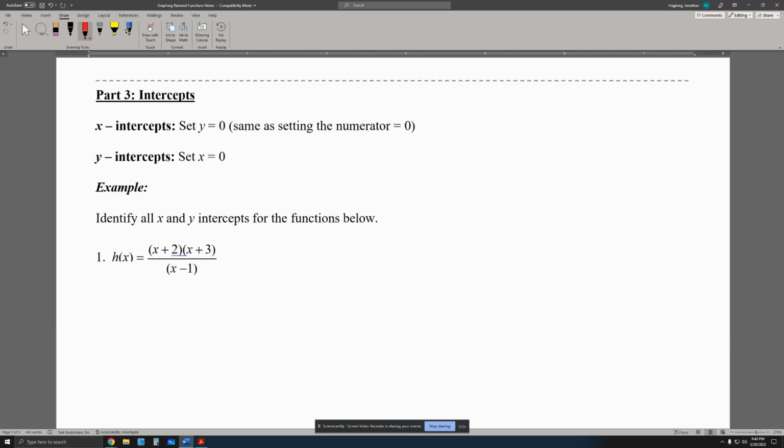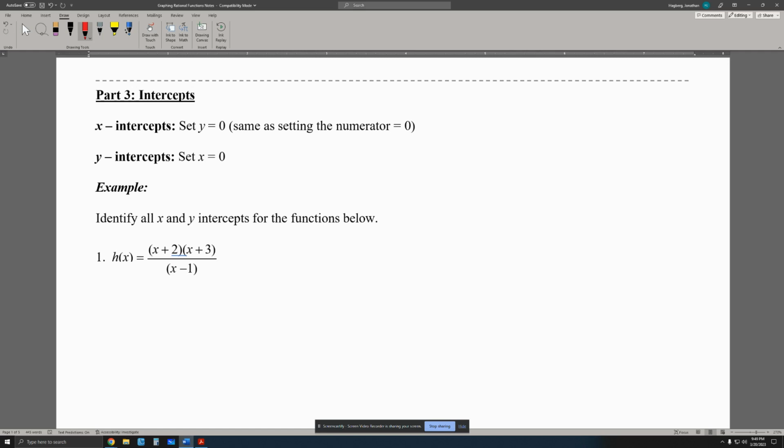Last thing here is x and y intercepts. So x-intercepts, remember, an x-intercept is anywhere that y equals 0. So if y equals 0, we're talking about the function values. So in this first example, h of x, we're saying where h of x equals 0. So if a ratio of polynomial over another polynomial is equal to 0, that's the same as just saying that the numerator is equal to 0, because anything that would cause the numerator to be equal to 0 causes the entire function to be equal to 0. Okay? So the x-intercept, set the numerator equal to 0.